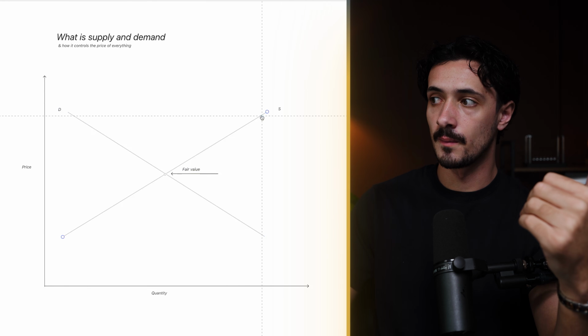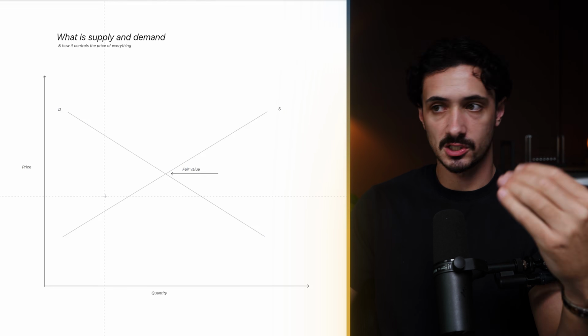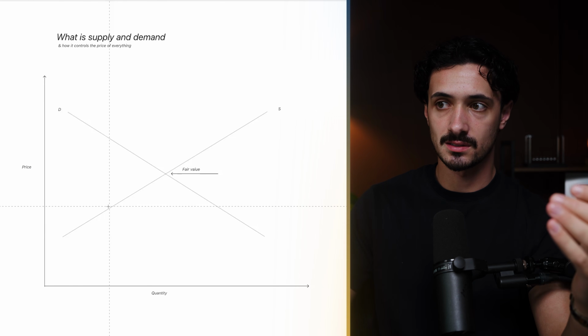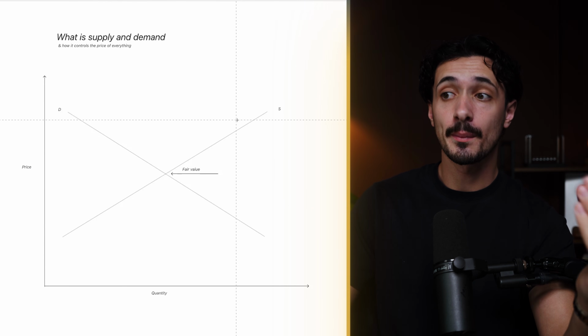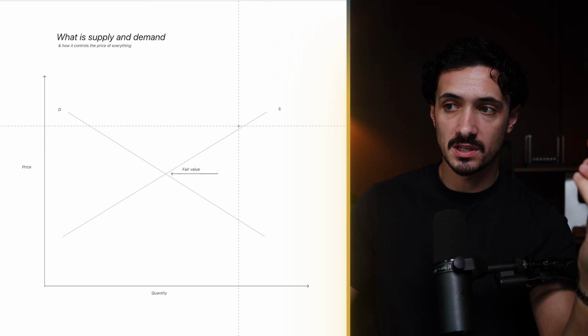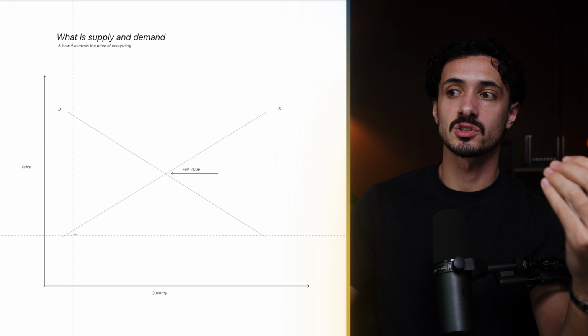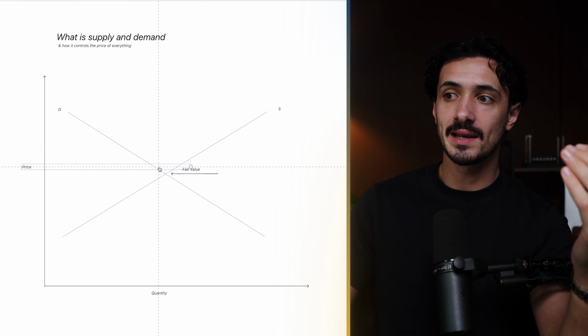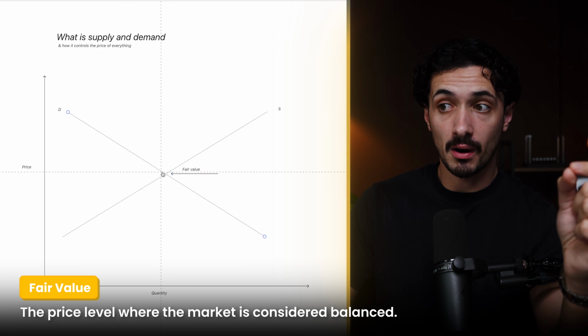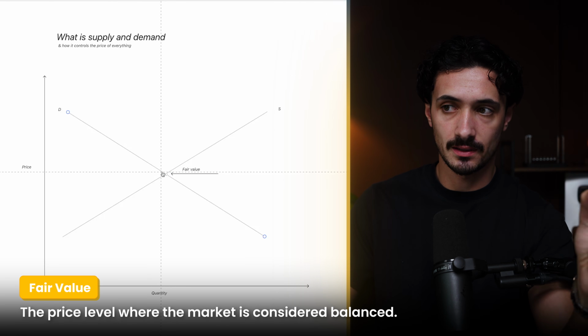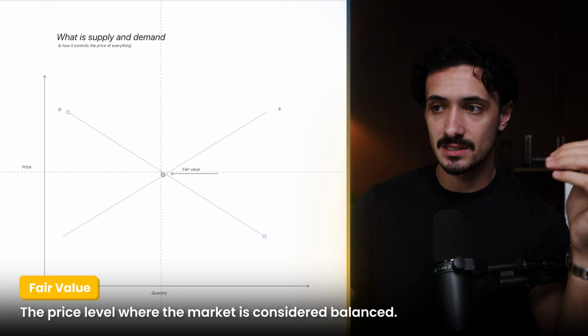This line here represents supply, and supply represents sellers. At low prices, sellers aren't interested. At higher prices, sellers are motivated. This is why supply slopes upwards. At this point in the middle, this is what we call fair value. This is the only price where buyers and sellers agree. In trading terms, this is balance.